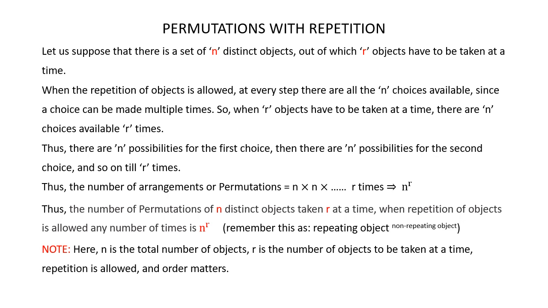Now remember this formula as repeating object raised to the power non-repeating object. Note here that n is the total number of objects. r is the number of objects to be taken at a time. Repetition is allowed and order matters. Now let's understand all this with the help of an example.